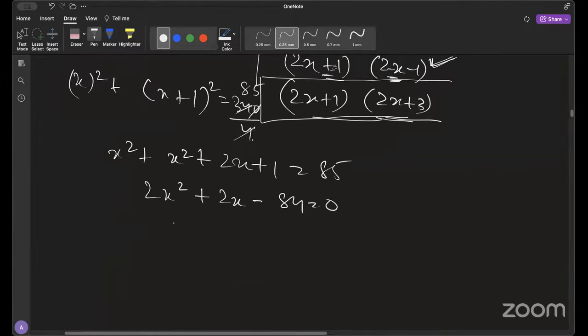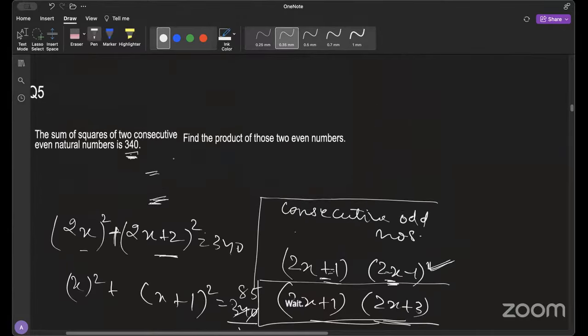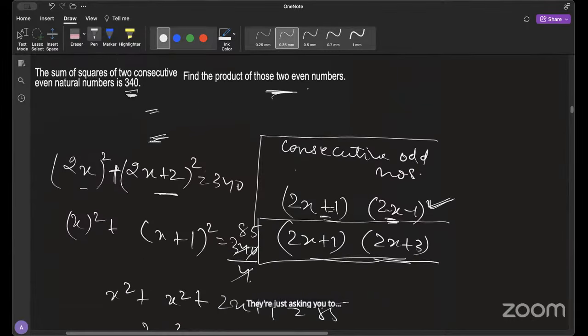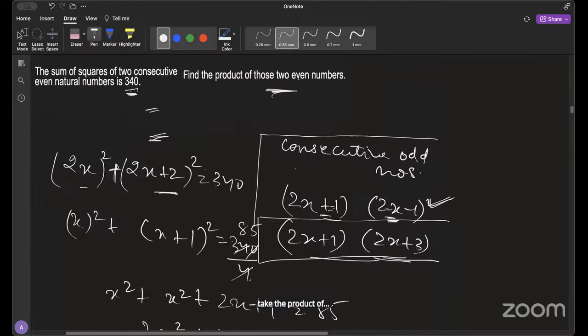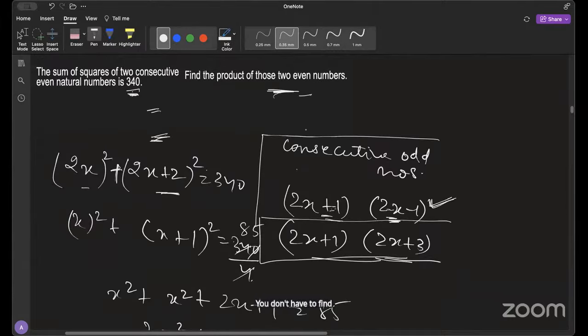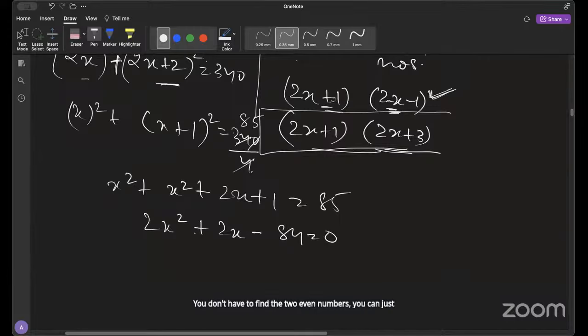Or what you can do is, wait, you just have to find the x square plus x minus 42 question. They're just asking you to take the product of 2 even numbers. So you don't actually have to find the 2 even numbers. You can just do this thing, C by A. It will be x square plus 2x equals 84. Ma'am, not C by A, but alpha 1 alpha 2? Yeah, that's what we're trying to do here.